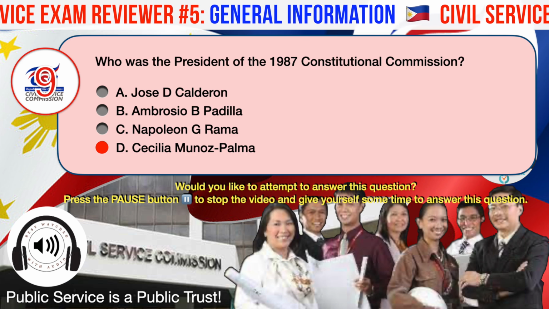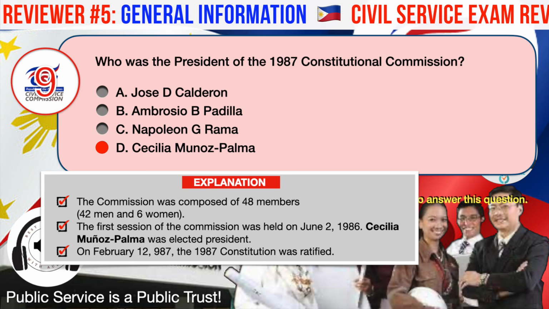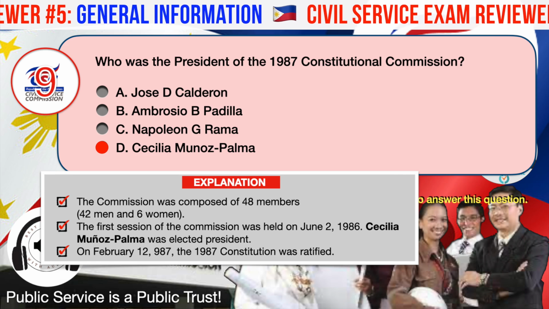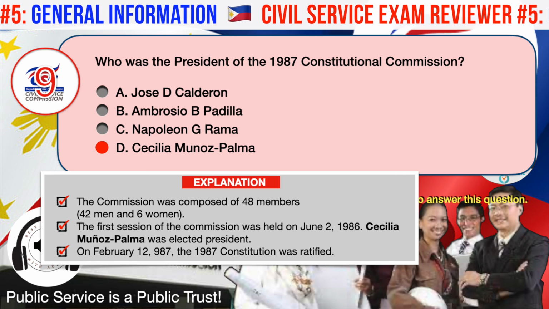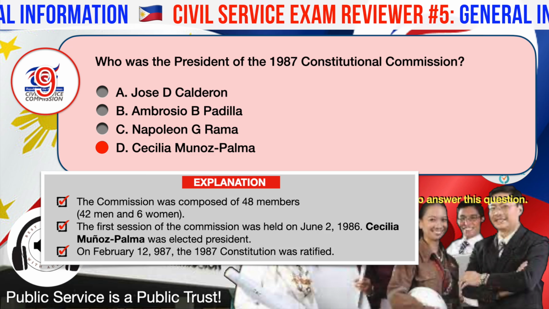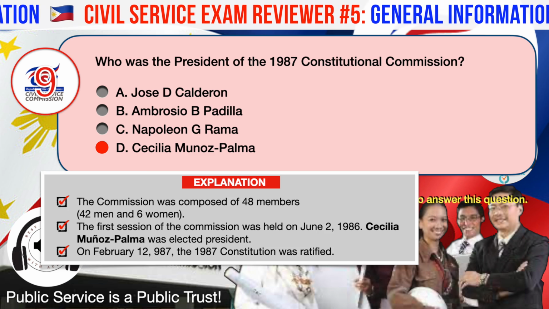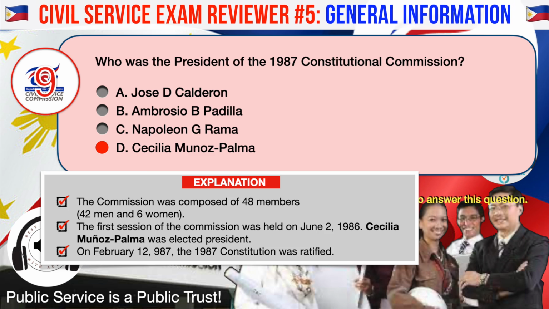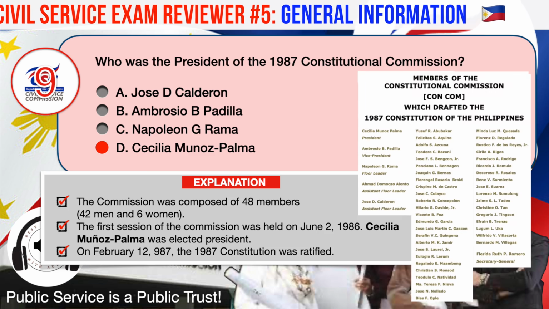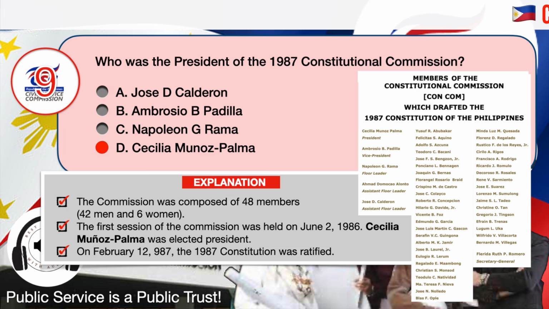Cecilia Muñoz Palma. The commission was composed of 48 members, 42 men and 6 women. The first session of the commission was held on June 2, 1986. Cecilia Muñoz Palma was elected president of CONCOM. On the 2nd of February 1987, the 1987 Constitution was ratified. Here's a complete list of the officers and members of the Constitutional Commission that drafted and ratified the 1987 Philippine Constitution.